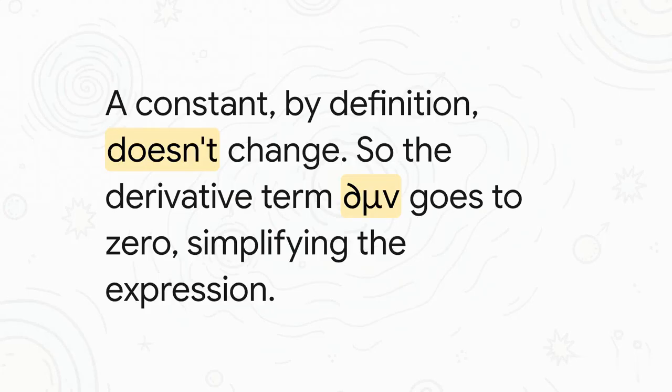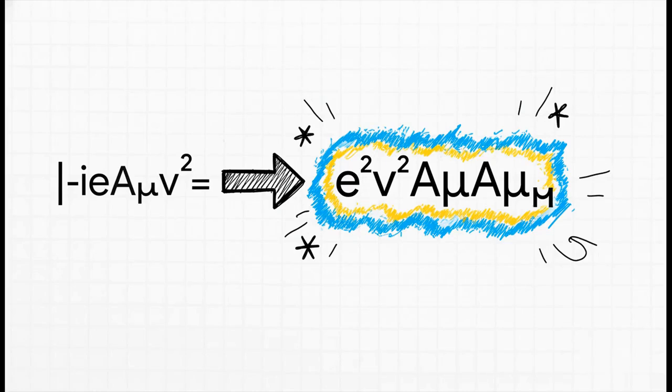And the next step, this is the beautiful part. That first term, delta mu V, is asking a simple question. How does the constant V change from one place to another? Well, a constant, by definition, doesn't change, so its rate of change is 0. That whole first part just disappears. It goes away. So when the dust settles, all we're left with is the second part of the expression, squared.